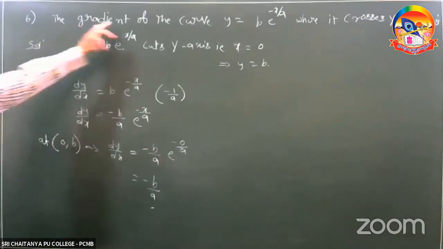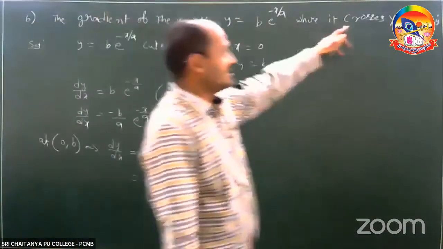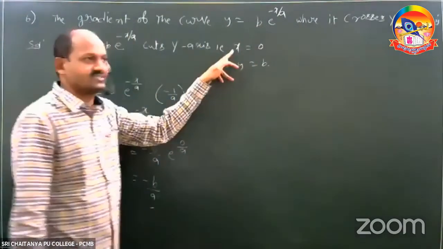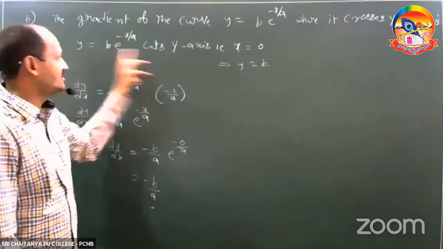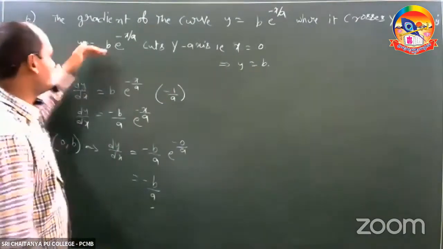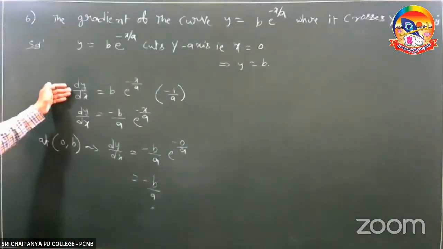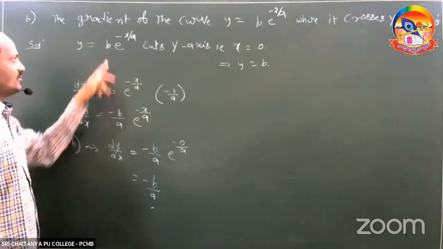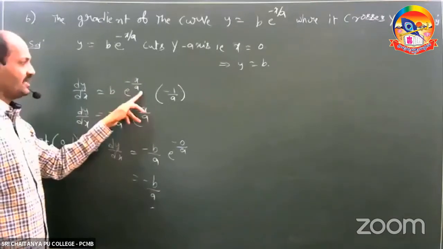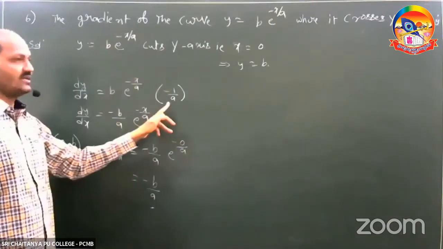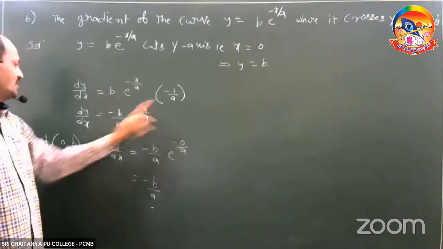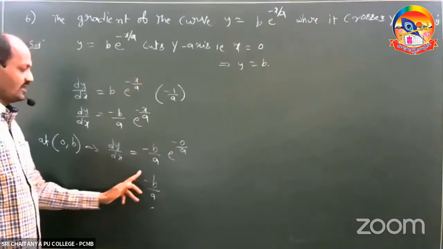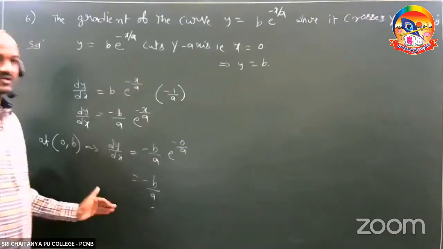So for the gradient of the curve where it cuts the y-axis, x is 0. If x is 0, then we get the y value. Then find the derivative, that means slope or tangent or gradient. After the derivative of the given curve, we get b e power minus x by a into the derivative of minus x by a. At 0 comma b, this exponential value is 1. So we get minus b by a. Okay, copy this one.